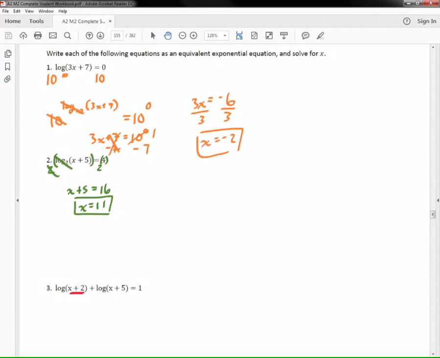Alright, we're going to go this guy times this guy. Log of (x plus 2)(x plus 5) equals 1. You guys see how I just condensed? I just multiplied what's inside, and I multiplied because we're adding the logs. Alright, so now I'm going to write up here. So I get log of x squared plus 7x plus 10.